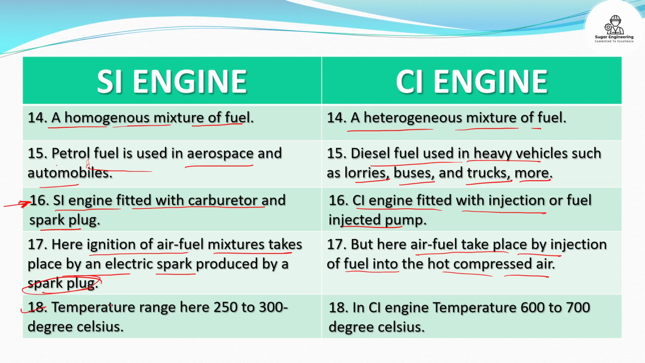At last, in SI engine, the temperature ranges from 250 to 300 degrees Celsius, whereas in CI engine, the temperature ranges from 600 to 700 degrees Celsius. I hope you have clearly understood the major differences between the SI engine and the CI engine.